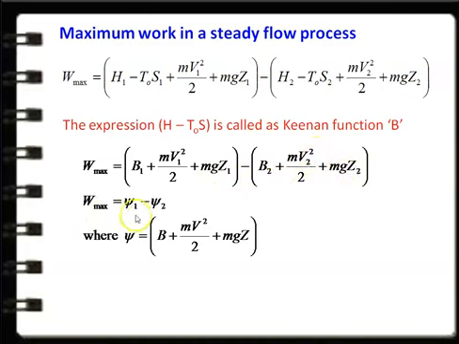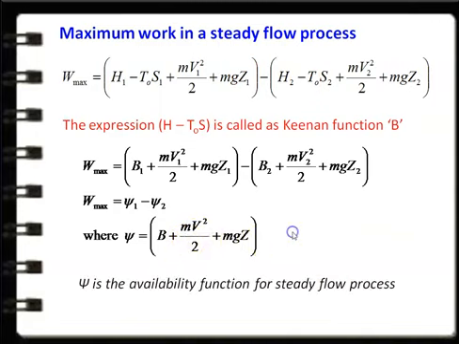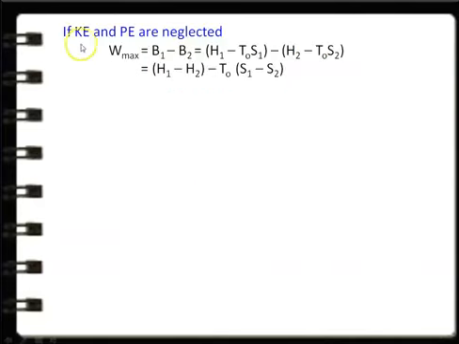So this W max equals psi 1 minus psi 2, where psi equals the three terms B plus mv square by 2 plus mg Z. And psi is called the availability function for steady flow process. Now, when the kinetic energy and the potential energy are neglected, W max equals B1 minus B2, which is equal to H1 minus T0S1 minus H2 minus T0S2, or H1 minus H2 minus T0 into S1 minus S2.